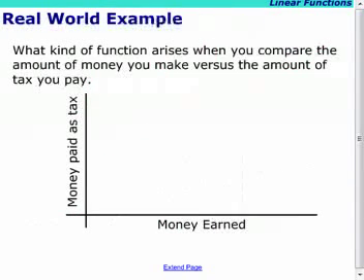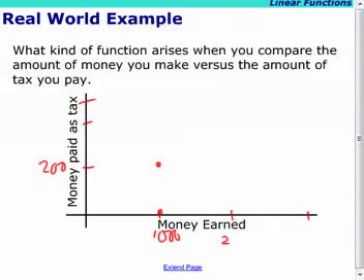Okay, to begin with then, here's an example of a real-world problem or relationship. The question says, what kind of function arises when you compare the amount of money you make versus the amount of tax you pay? So if we're all paying sort of an equal opportunity tax, it would make sense that the more money that we earned, also the more money we had to pay in taxes. So for example, if I earned $1,000, I would pay maybe $200 in taxes. We put some numbers on there and 200 over here.